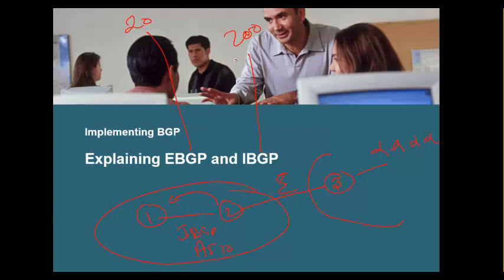But again, I told you in the previous class, this difference is only in Cisco. In Juniper, the administrative distance is the same for both IBGP and eBGP. It is 170. They call it the preference value, route preference.